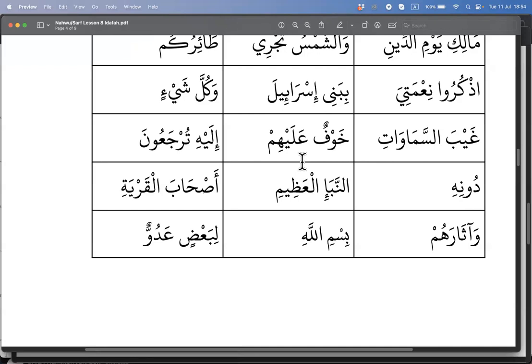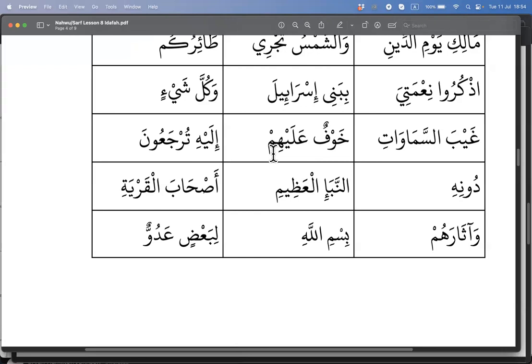Him, it's alayhim. Okay, so this is a different fragment. We will learn this later. Yes, because khawfun, ala is not an ism, so it's not mudhaf mudhaf ilayhi, but good guess.